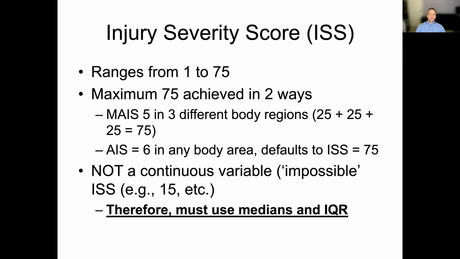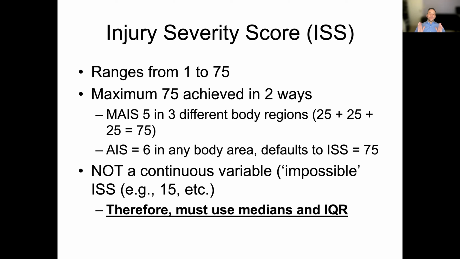So the ISS, or injury severity score, ranges from 1 to 75 in patients who have 1 or more injuries. You can get a maximum of 75 2 ways. The first would be if you have a maximum AIS of 5 in 3 different body regions, since 5 squared plus 5 squared plus 5 squared is 75. The second is if you have an AIS 6 in any body area, that defaults to an ISS of 75.